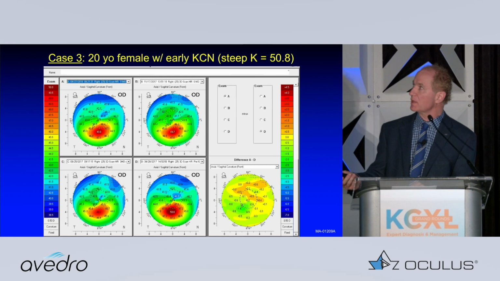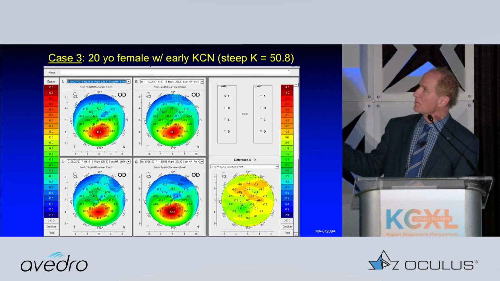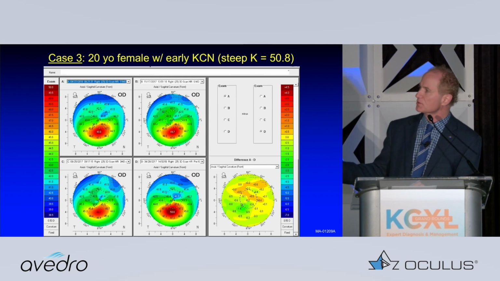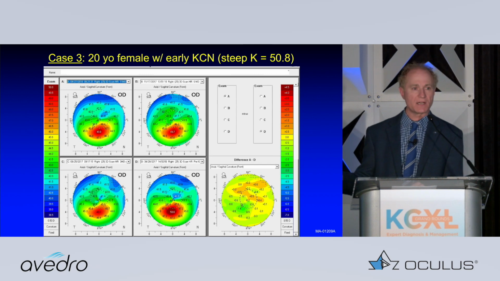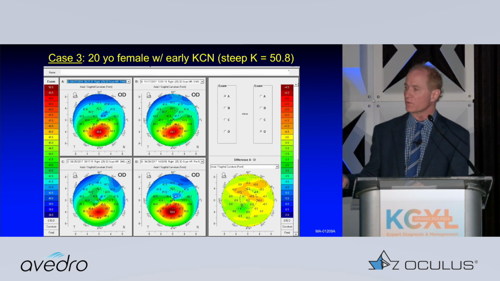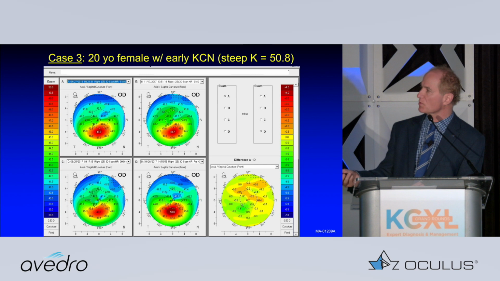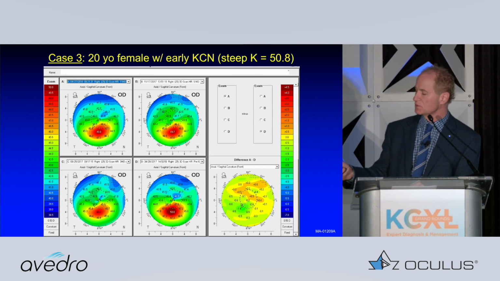Here's a 20-year-old female. Again, steep K about 50.8. Certainly looks like keratoconus. This is the second eye of an eye that actually was more advanced. And so we did see some progression. We knew we needed to cross-link this one as well.